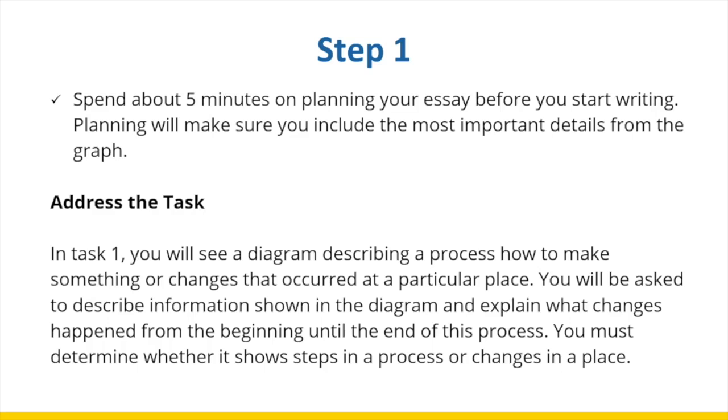But anyways, let's go ahead and talk about addressing the task and what it means. So in task 1, you'll see a diagram describing a process, how to make something. It can be how to make a phone, how to build a phone, or how to make coffee, or how to make a plane. So you might see different diagrams, and some of them might look a little bit crazy too, but you have to determine whether you have a process, how to do or how to make something, or you have changes that occurred at a particular place.